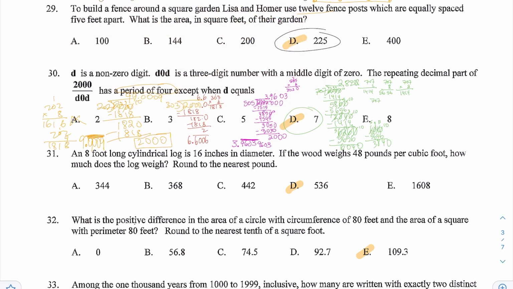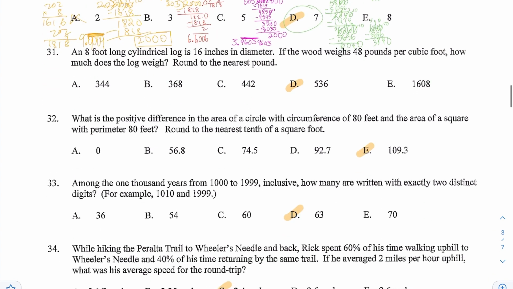There's no repeating pattern. All right, so for number 30, you just have to kind of guess and check, and just divide until you have some repeating decimals.